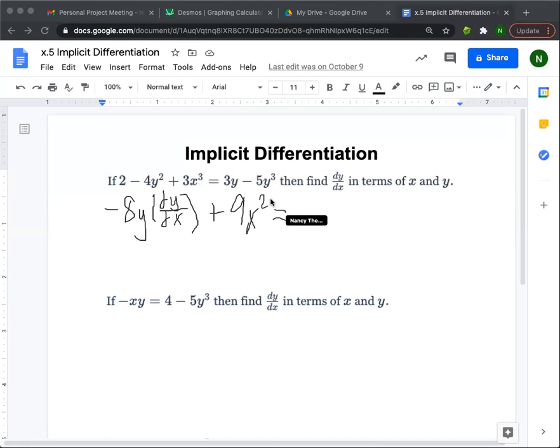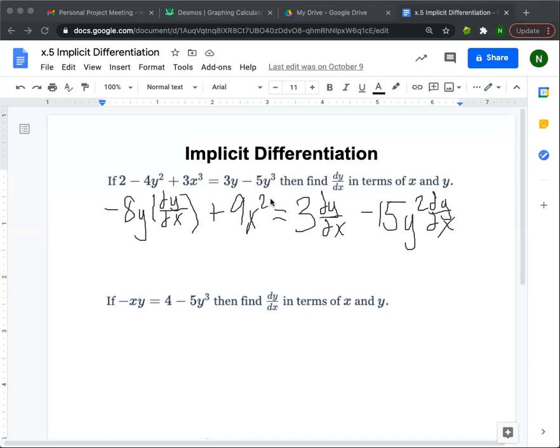This would be equal to 3. And then the y goes away, but we still have to include that dy/dx. And then the last one will be minus 15y squared dy/dx. Okay, we're still not done because we have to solve for dy/dx. So the second step is to get everything with a dy/dx onto one side of the equation. So I will do that now.